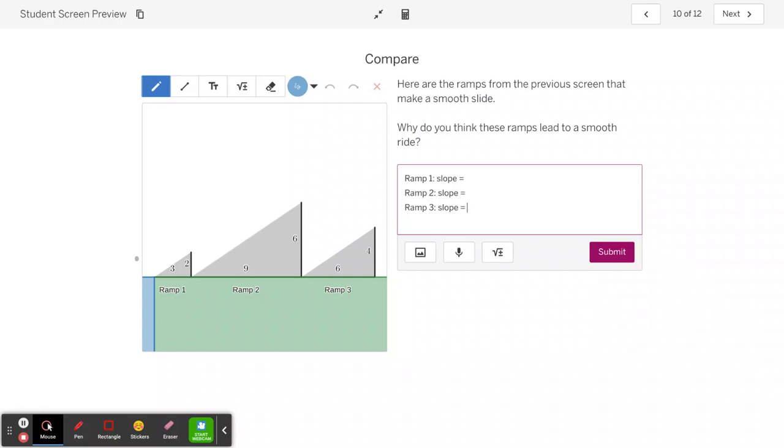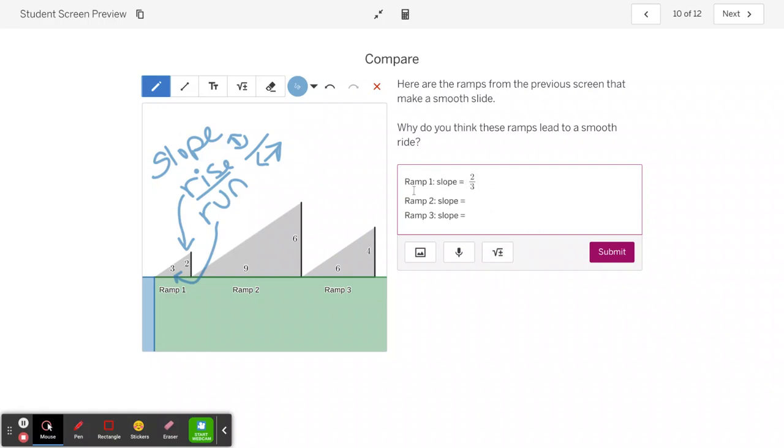On ramp 1, what's the slope? Well, remember, slope is rise over run. It's the up and down over the across. So the rise is here. The run is there. So for ramp 1, the slope would be, well, the rise is 2, the run is 3.